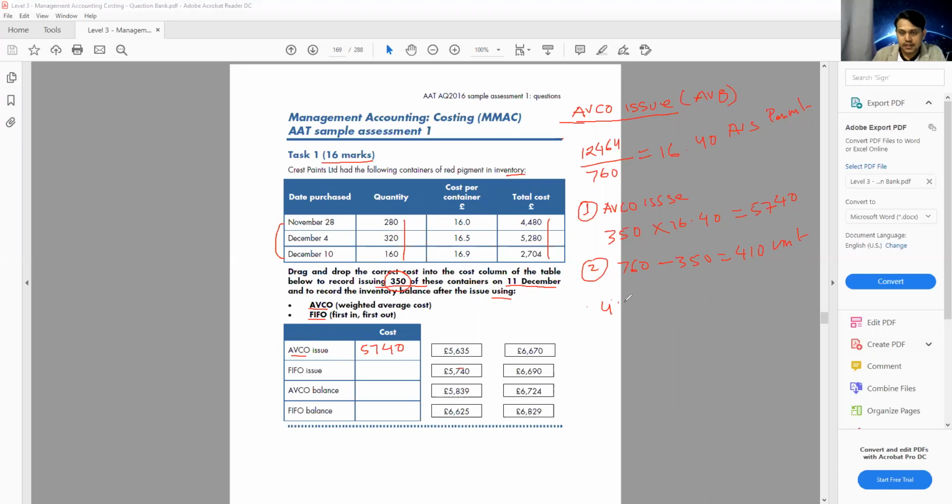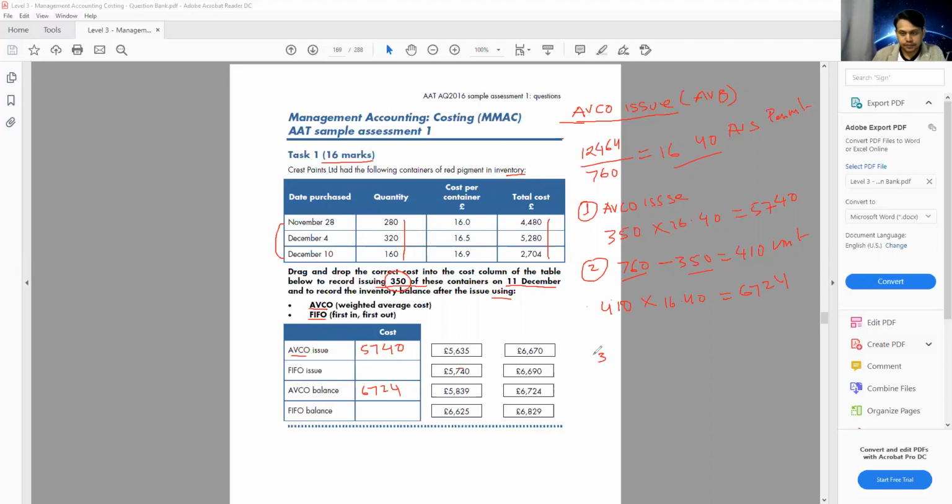So 410 times 16.40 will give me 6,724. So my actual balance will be 6,724. That's the number of units I have issued. Then I'll move to my next one, that is FIFO.